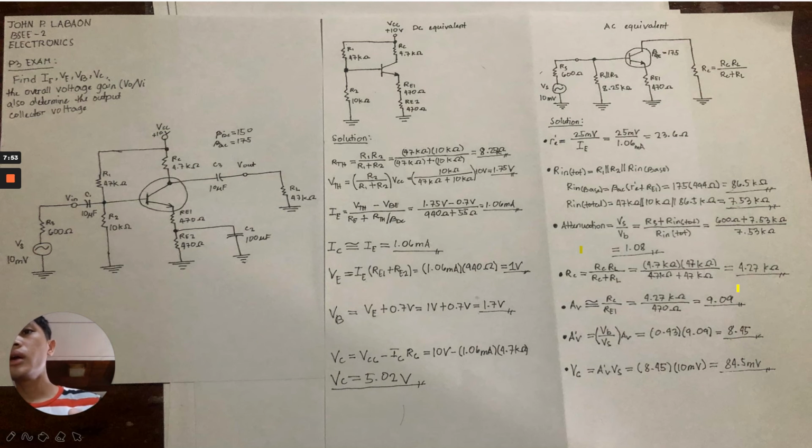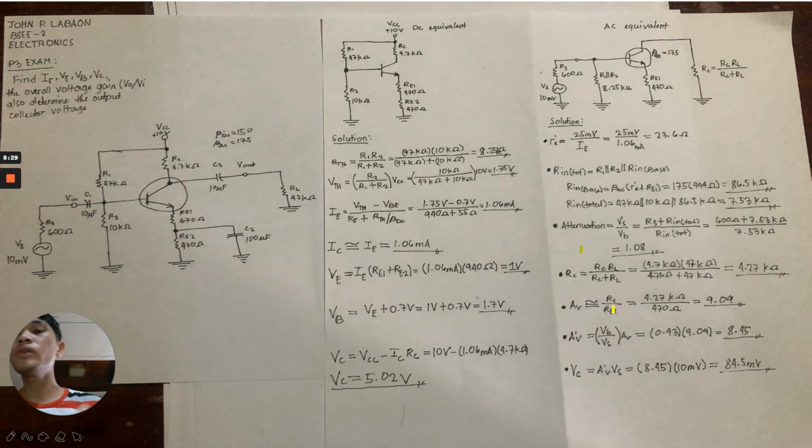So we can already determine the voltage gain from our base to collector. That is approximately equal to collector resistance over the RE1, which is 4.27 kilo ohms over 470 ohms, equal to 9.09. So the total voltage gain from the base to collector is 9.09.